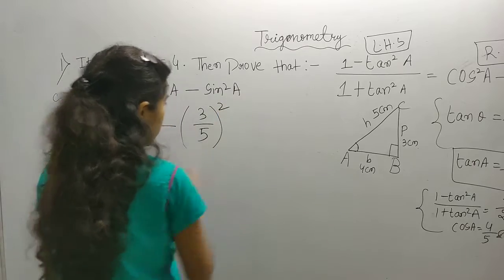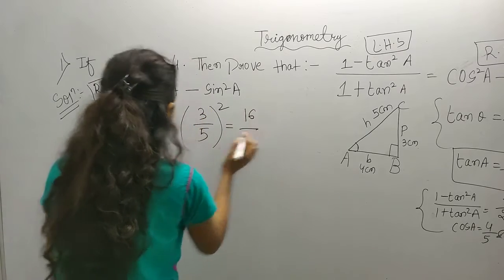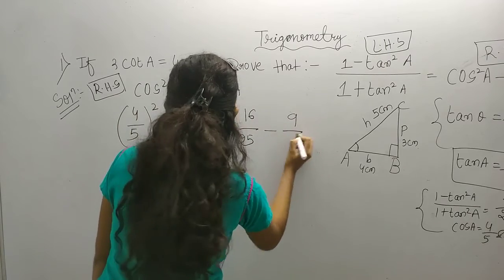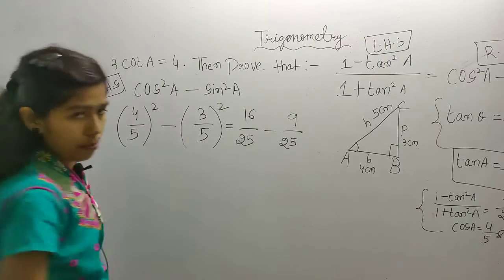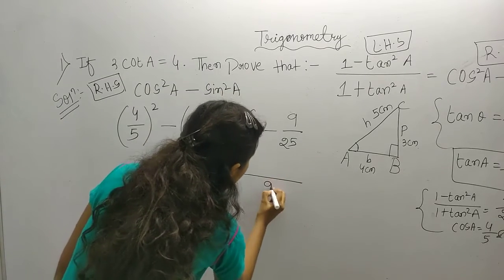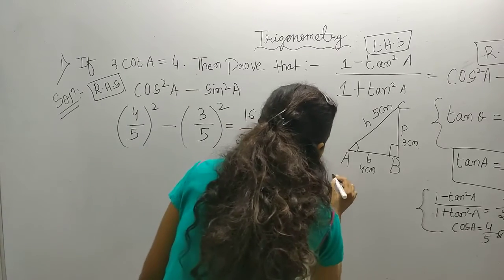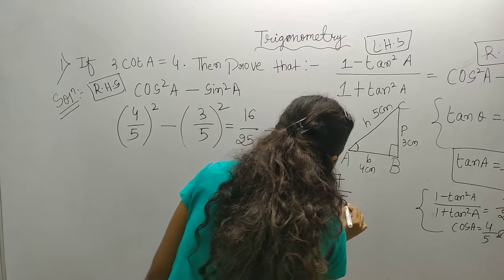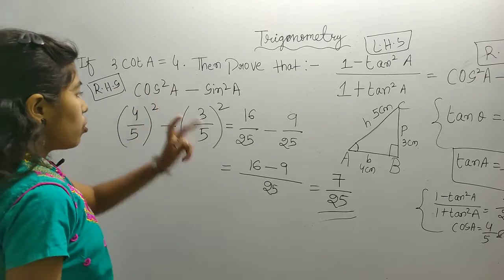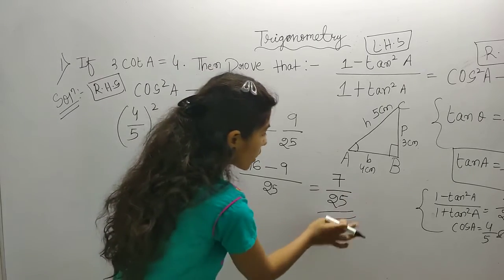Okay. Next equals to 4 square is 16 by 5 square 25 minus 3 square 9 by 5 square 25. So what will happen here? LCM is 25. In upper side 16 minus 9, so 16 minus 9 is 7 by 25. Right? This is our RHS. You remember, cos square A minus sin square A equals to 7 by 25.